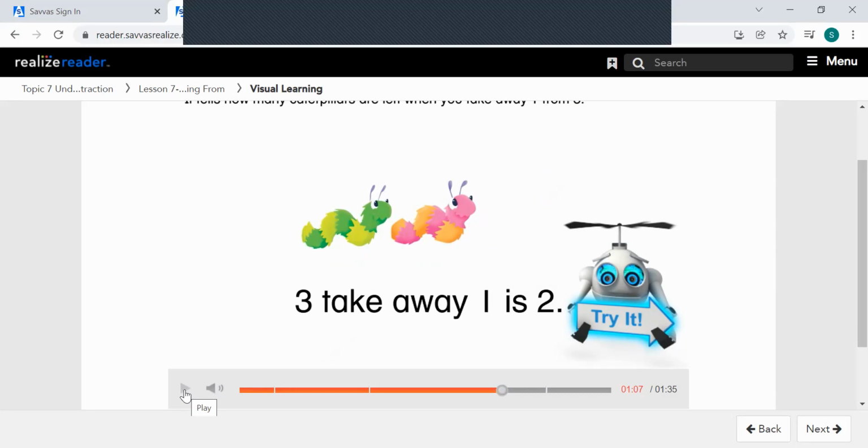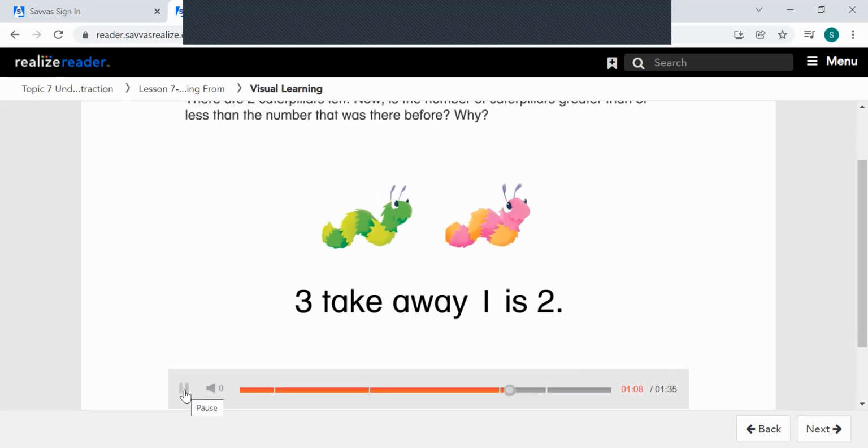You would have 1 left. There are 2 caterpillars left. Now, is the number of caterpillars greater than or less than the number that was there before? Why? So there were 3 caterpillars and 1 crawled away. So there are 2 caterpillars left.